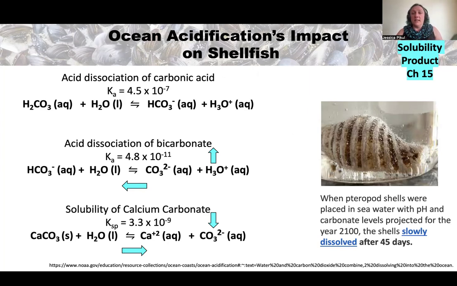And now, the experiment that you can do is to actually watch seashells dissolve over time. A group took seashells, pteropod shells, and placed them in seawater that was then pH adjusted to the projected levels of carbonate and hydronium ions for the year 2100. And slowly they saw these shells dissolve. And after 45 days, they dissolved completely. Now, this is an exaggeration, and that allows us to see the effect in time that is easy for us to observe, which is what we'll be doing in our lab this week.